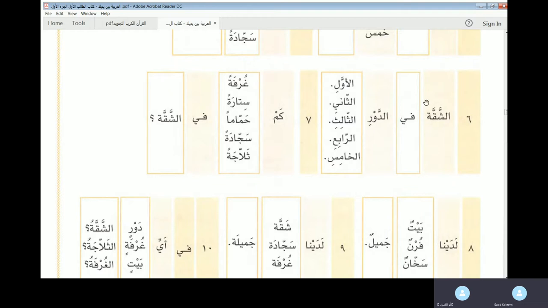Why are we using dhamma with shaqa? Why are we putting one dhamma at the end? Tell me the reason for this. Is it because it starts with alif lam? Yes, it is starting with alif lam. That's why we are using one dhamma at the end. Now, this word is also starting with alif lam. But why are we using kasra? Because of fi, okay.